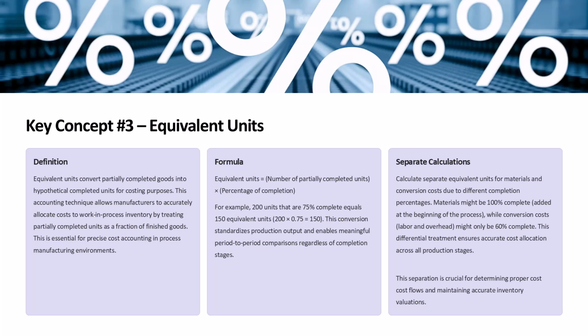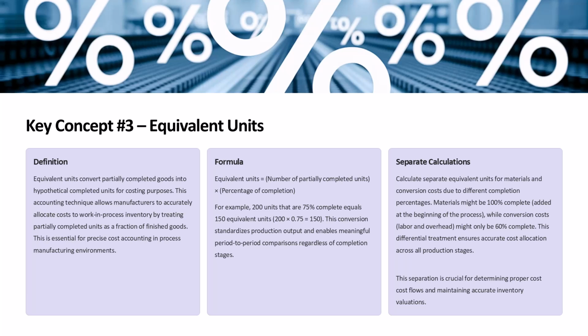Equivalent units represent the mathematical magic that makes process costing work for partially completed goods, converting in-process inventory into hypothetical completed units. This concept addresses the fundamental challenge of process costing: how to assign costs when some units aren't finished yet. Imagine a pharmaceutical company like Johnson & Johnson with thousands of pills in various stages of completion. How do we calculate a meaningful cost per unit? Equivalent units provide the answer.